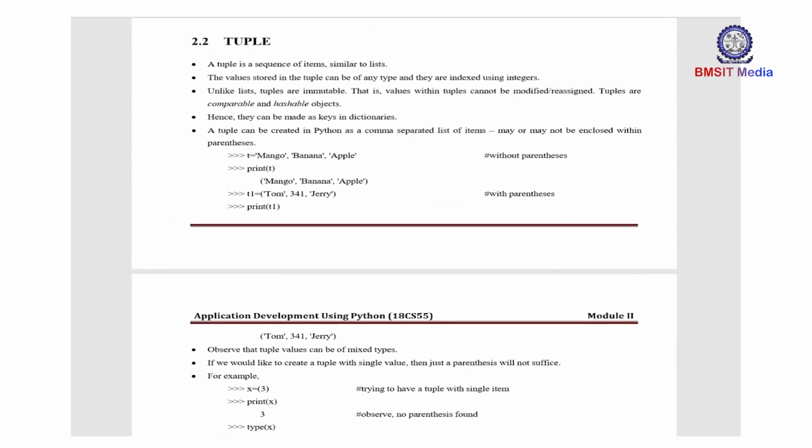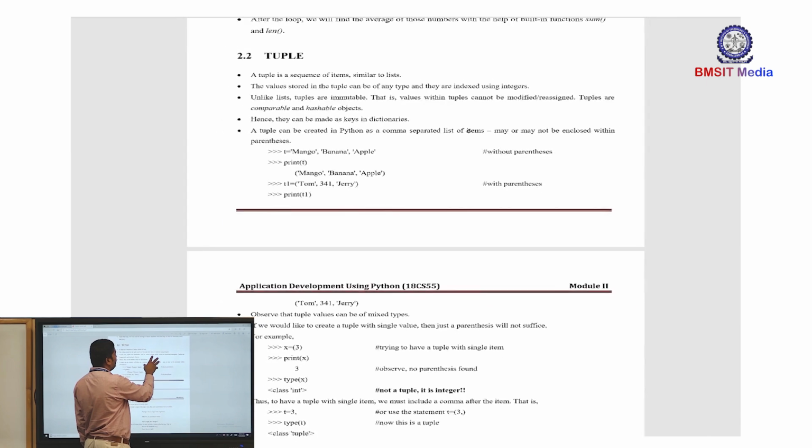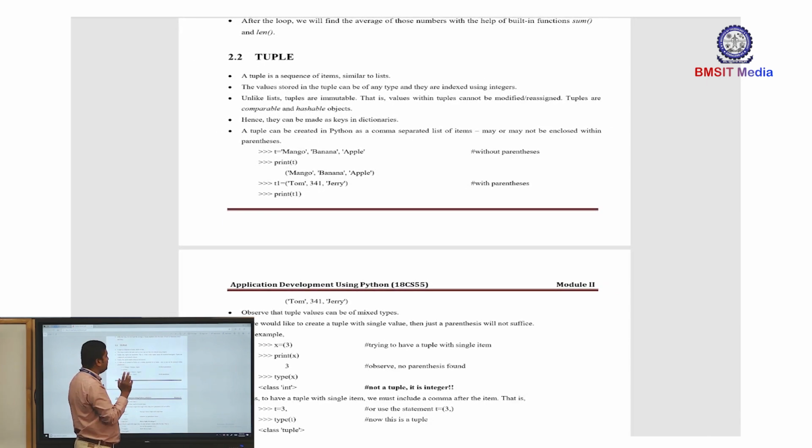Now we will see one more user defined data type, which is called tuple. It is also similar to list, but the values inside a tuple cannot be changed. That I'll tell you later. A tuple is a sequence of items just like list. The values stored in a tuple can be of any type. That means mixed types are allowed even in tuples, and they are indexed using integers. So indexing will be followed here also, just like in list.